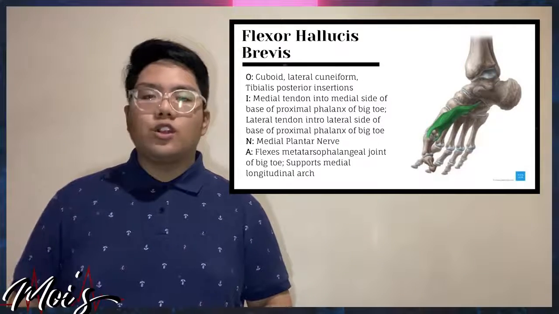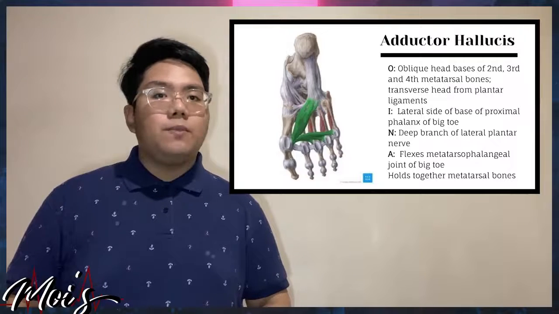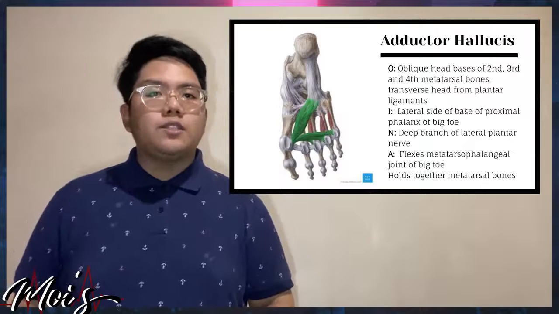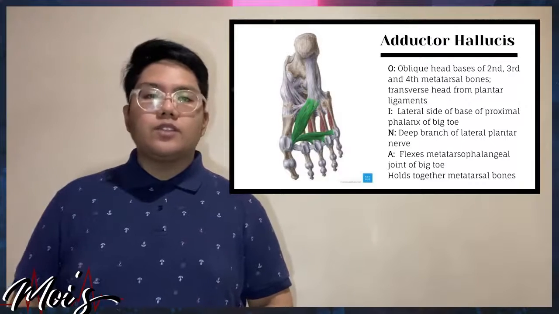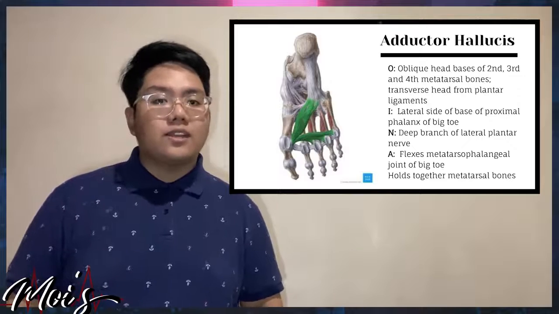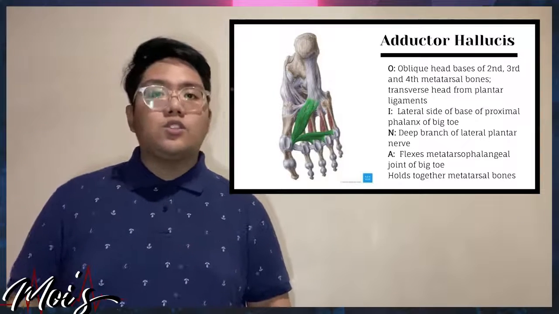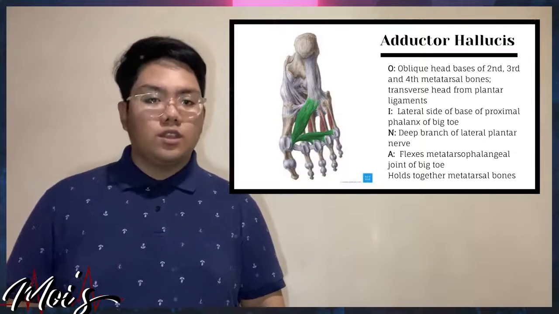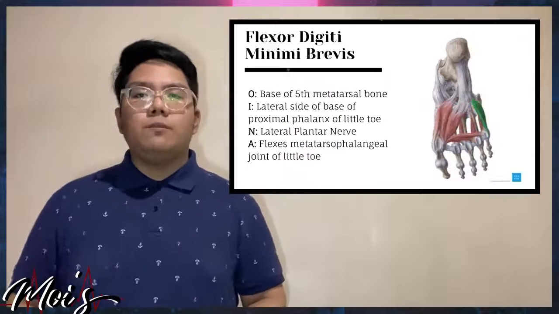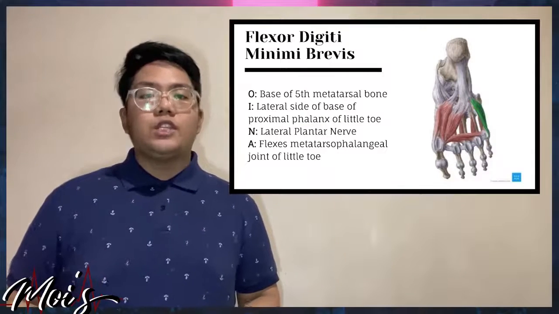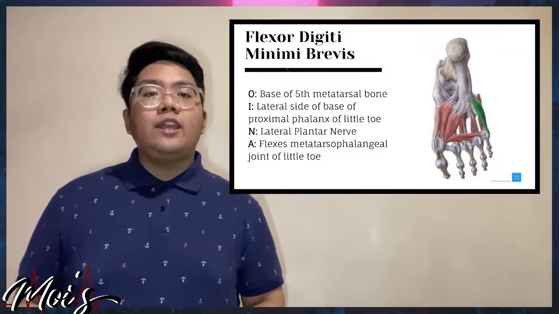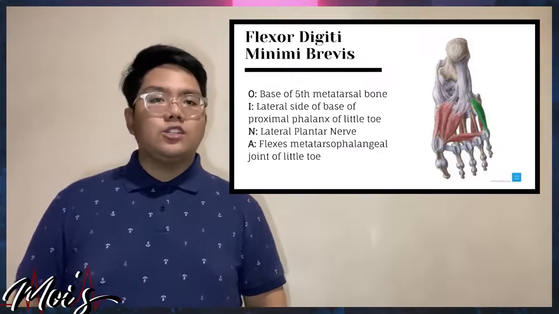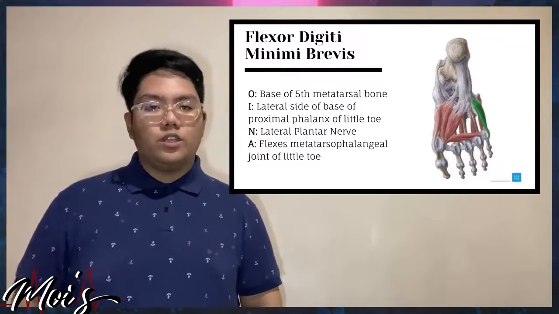Next muscle is the adductor hallucis. Its origin is from the base of the second to fifth metatarsals for its oblique head and plantar ligaments for the transverse head. This muscle inserts at the lateral base of the proximal phalanx of the big toe. Its action is to adduct the metatarsophalangeal joint of the big toe with flexion of the same joint. And lastly, the flexor digiti minimi brevis. This muscle originates from the 5th metatarsal bone and is inserted at the lateral base of the proximal phalanx of the 5th toe. Its action is to flex the metatarsophalangeal joint of the 5th toe.